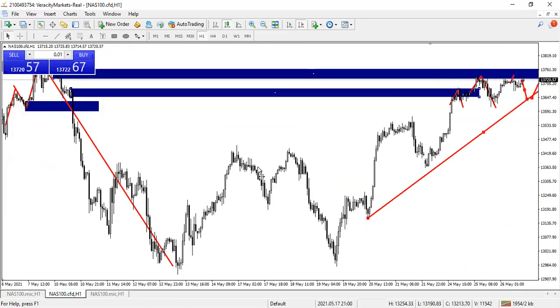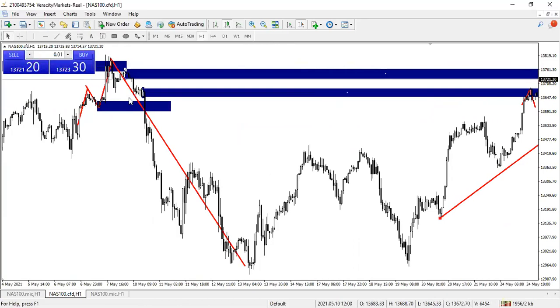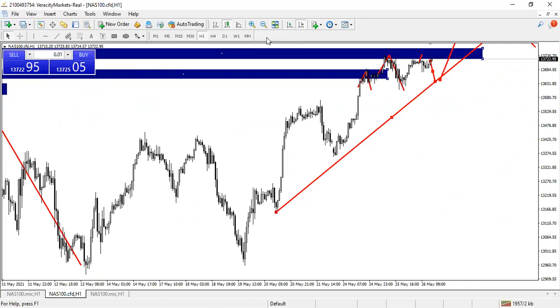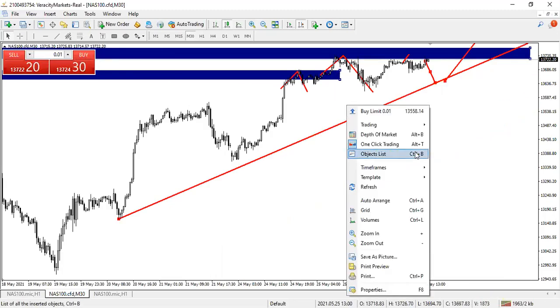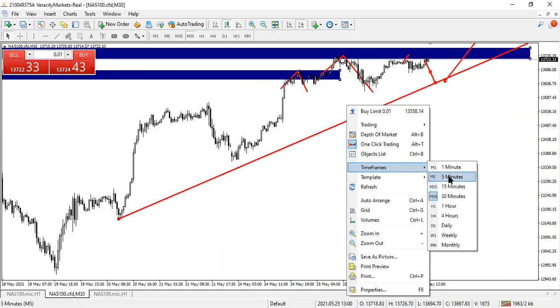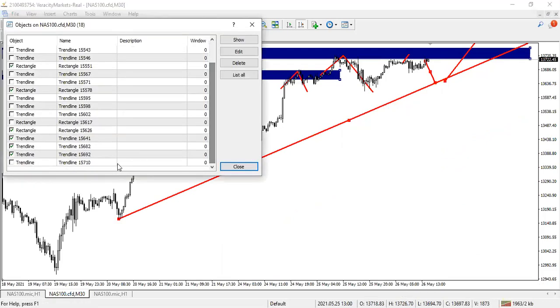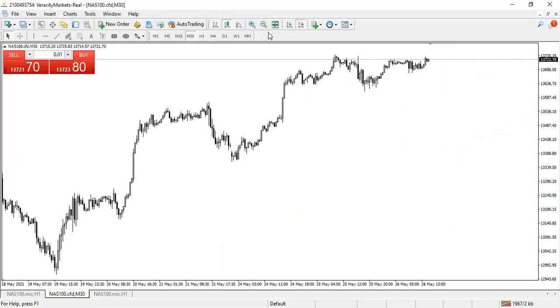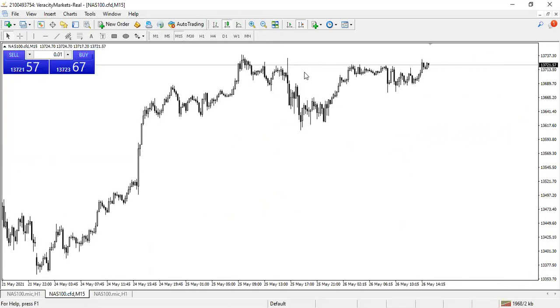Are we communicating, guys? So the zones which we were anticipating, they are already touched. They are no longer fresh for us, so we can't trade them. Or maybe if we go to a smaller time frame, we'll get something here. Let me just remove everything. Let's go to 15 minutes.